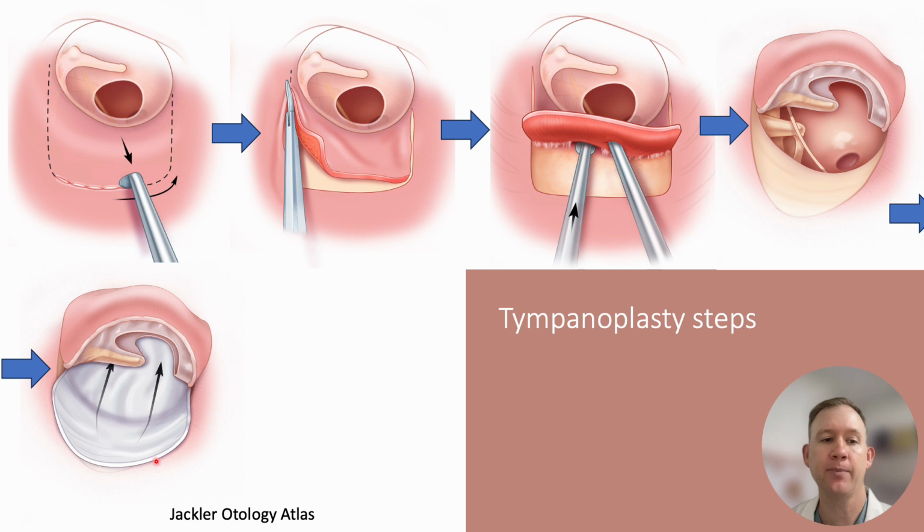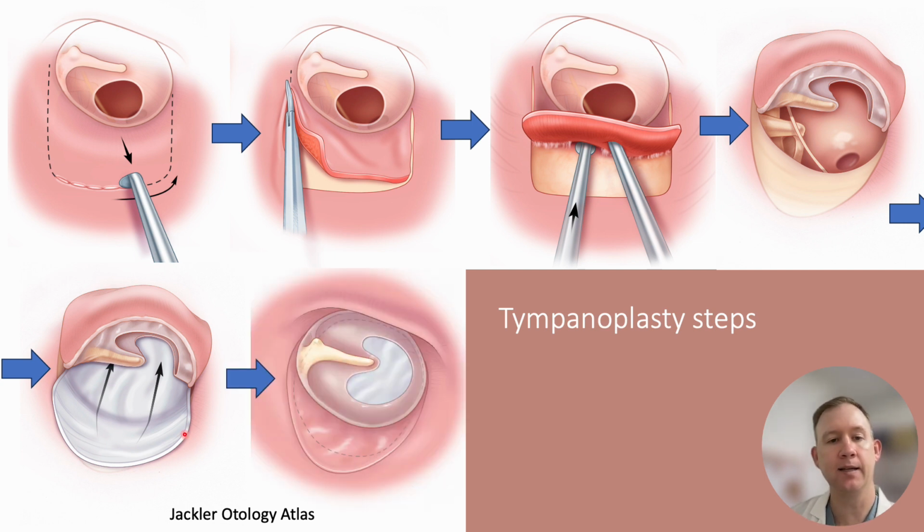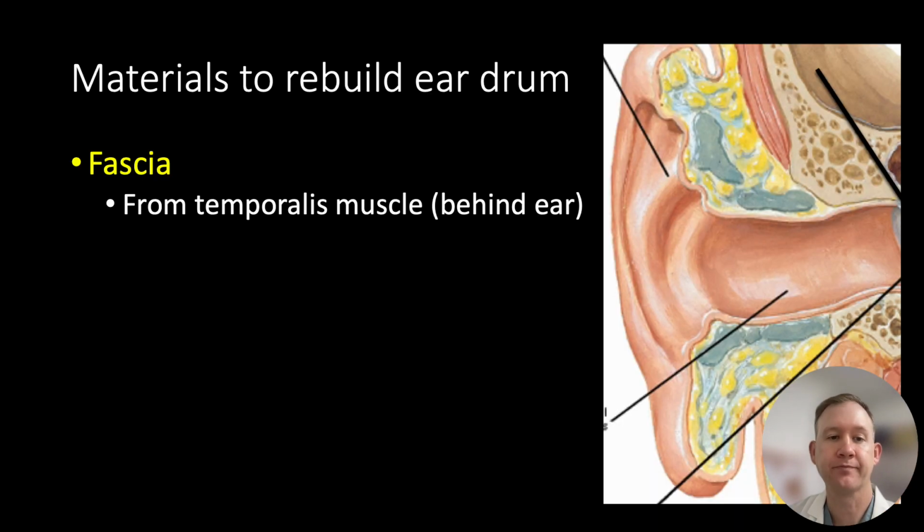So we'll often take a piece of tissue that we call a graft or a patch, we'll slide it in, and then we'll unfold or unfurl that eardrum that we raised up earlier, lay everything back down, and there should be complete closure or coverage of the hole.